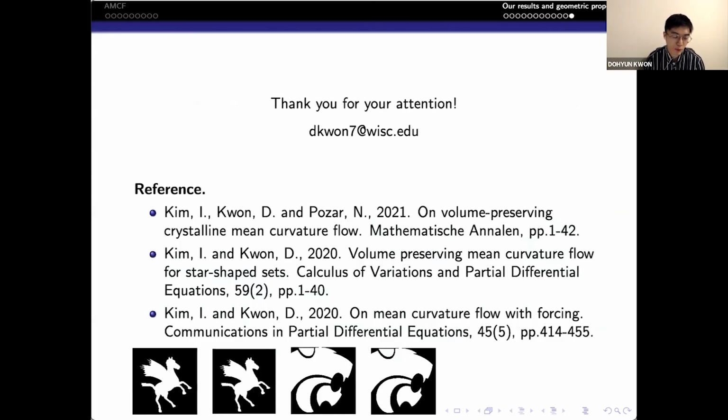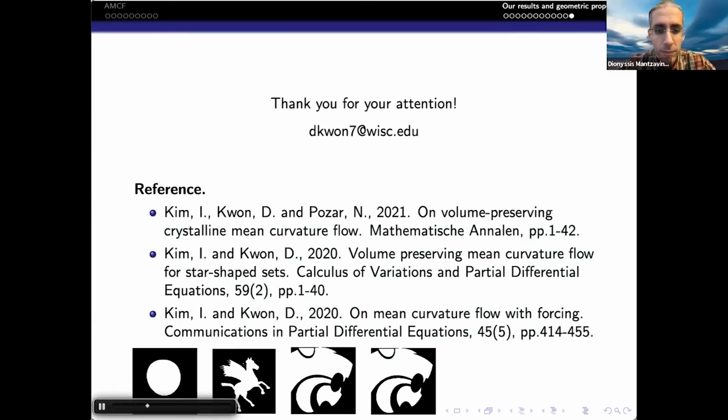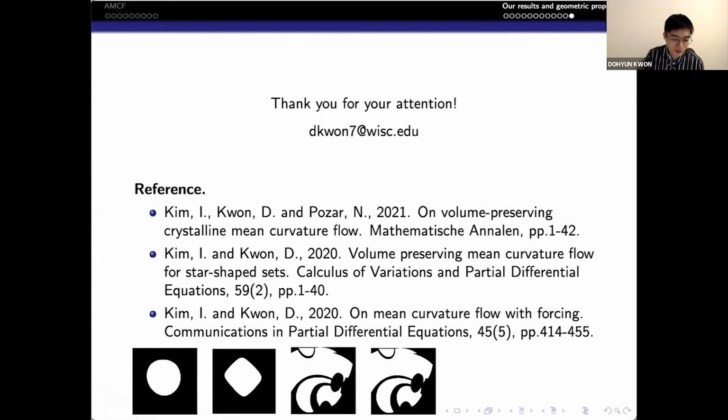And here are some references regarding my talk today. And also just for fun, there are some more examples. So like Pegasus to a ball, and then this to a square. And I heard that the mascot of the Kansas State University is this wildcat. So you can see what happens if we evolve.